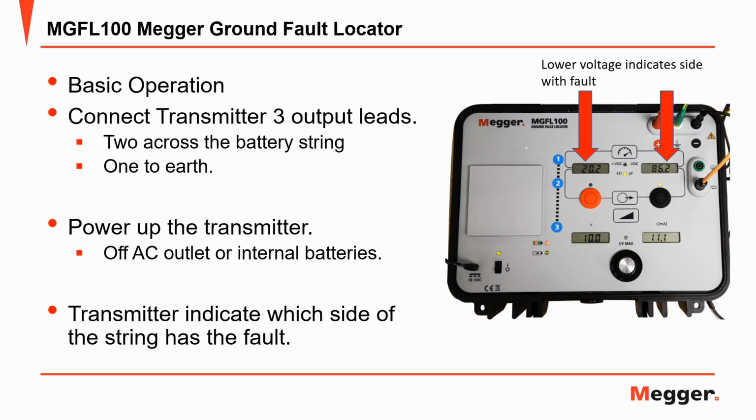The basic operation of the MGFL100 is simple. Connect the transmitter's 3 output leads, 2 across the battery string and 1 to earth. Power up the transmitter. The transmitter can be powered off of an AC outlet or off its own internal batteries. Once powered up, the transmitter will indicate which side of the string has the fault.